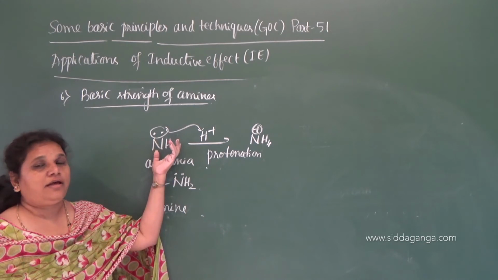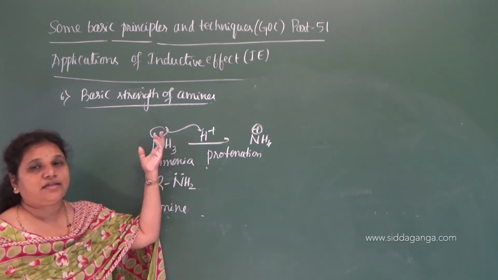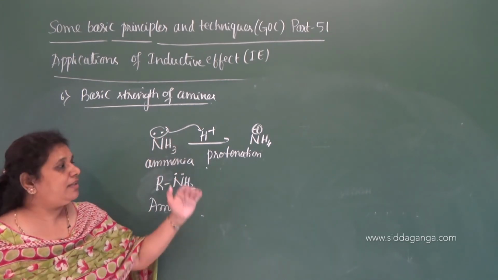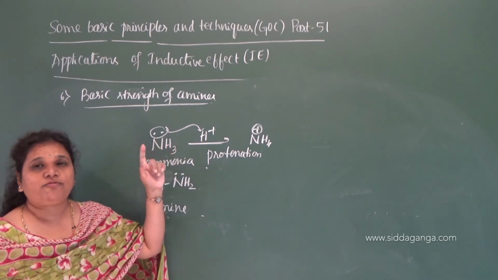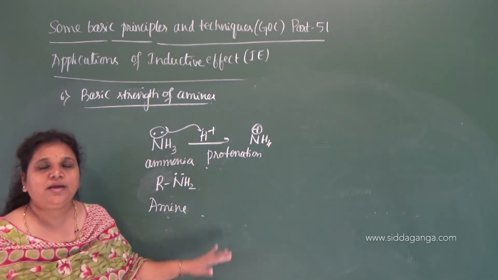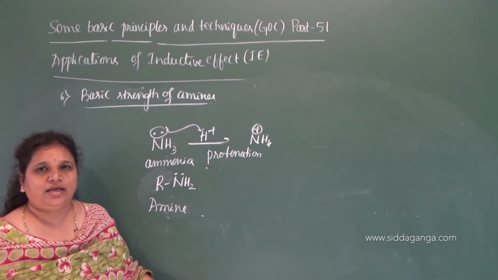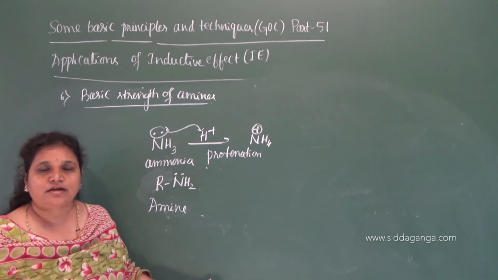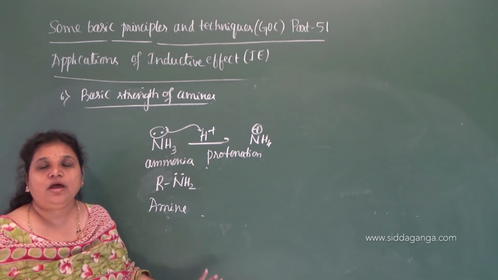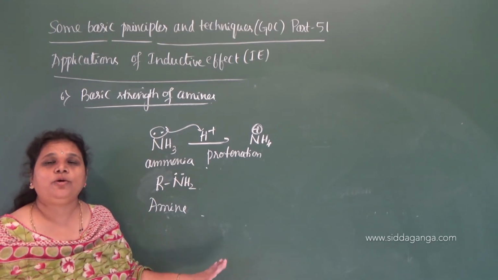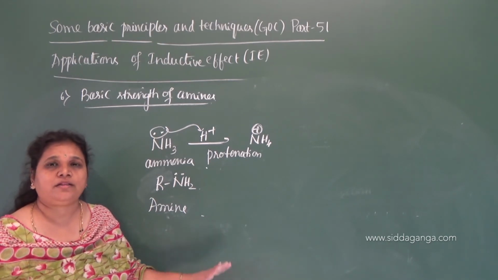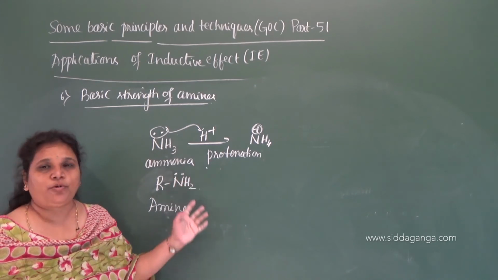But it is the electron density on the nitrogen. If it is less, then the availability of these electrons for protonation decreases, and basic strength also decreases. So the basic strength of amines depends on the availability of the lone pair of electrons present on the nitrogen for protonation.